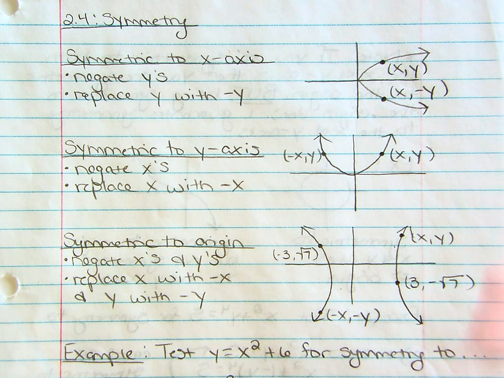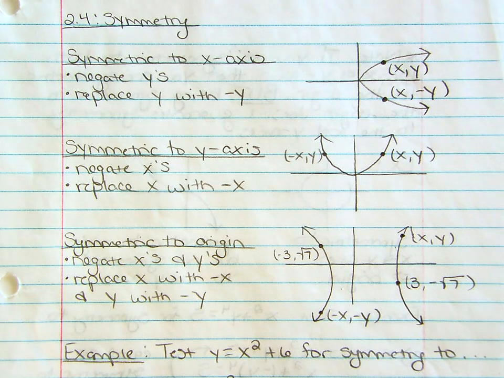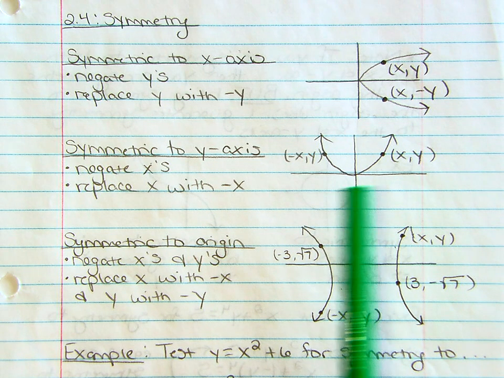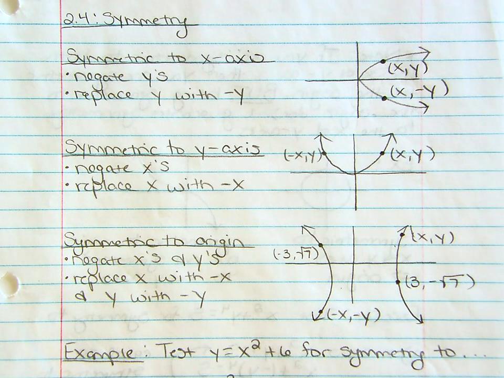So you can be symmetric to the x-axis, and that's where your y's change. You can be symmetric to your y-axis, and that's where your x's change. That's where you fold your graph from left to right so that it lays right on top of itself. And that's where you negate your x's. So if your x's are negative, they become positive. If your x's are positive, they become negative. And the way that we would test the symmetry of a function or an equation is we would plug in negative x for x and see if we're getting out the same equation.